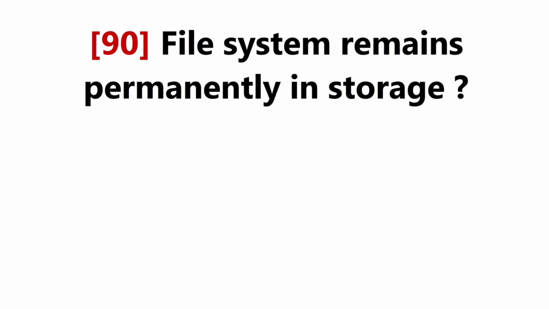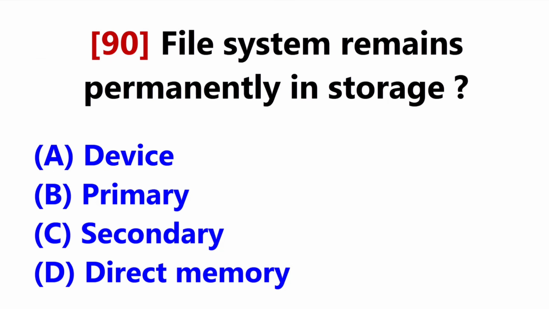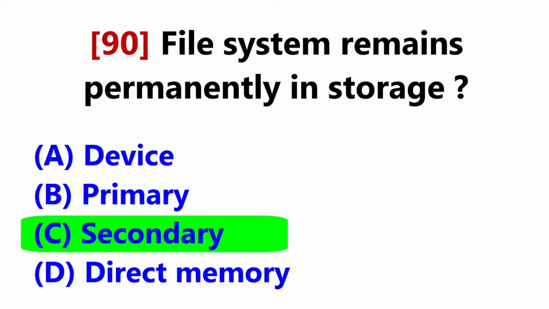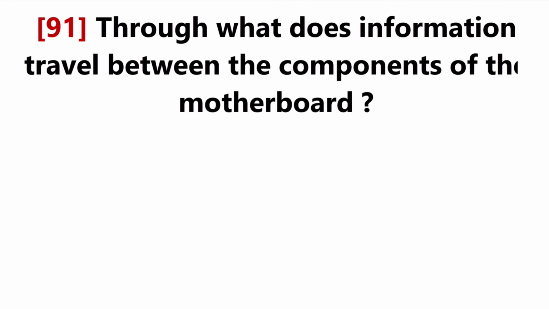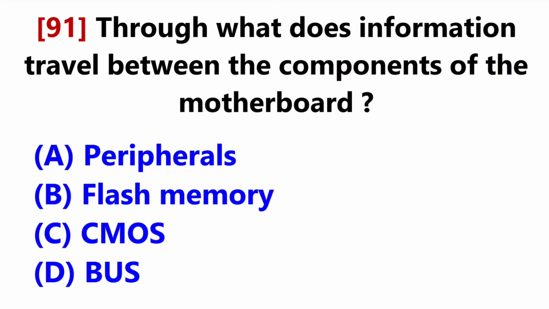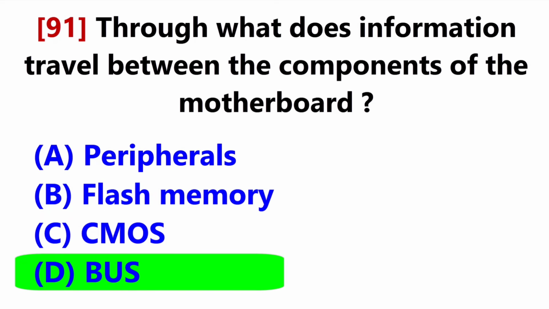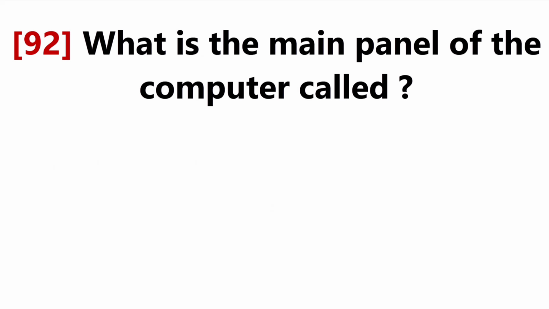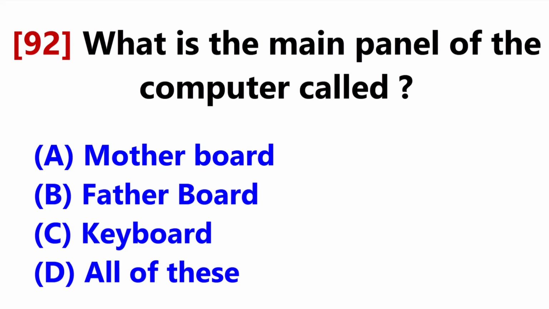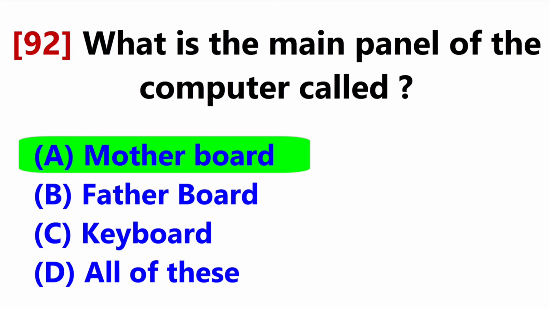File system remains permanently in which storage? Answer option C, secondary. Through what does information travel between the components of the motherboard? Answer option D, bus. What is the main panel of the computer called? Answer option A, motherboard.